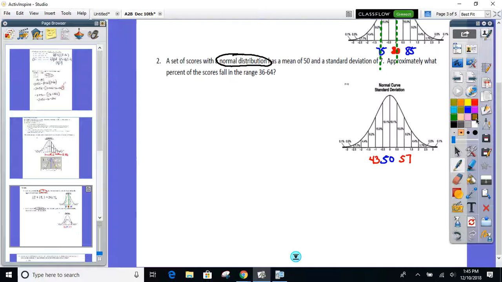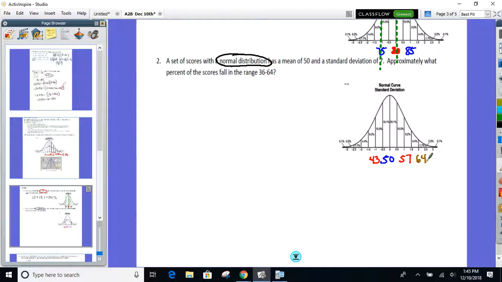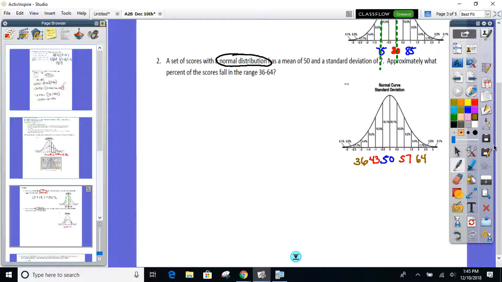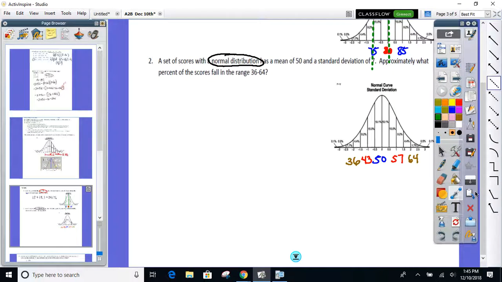What do I keep doing to get to 2 above now? Add another 7 onto 57. So I'm at 64. How do I get to 2 below? Keep subtracting 7. 43 minus 7. 36. So do we have our range? What percent scored from 36 to 64? You're darn right we do.